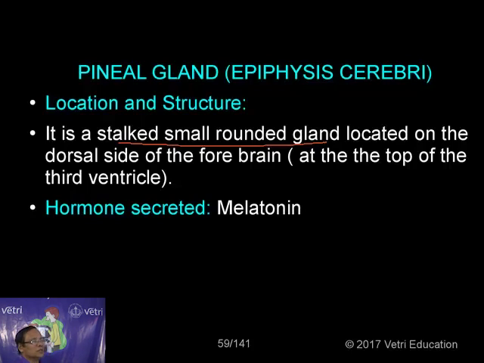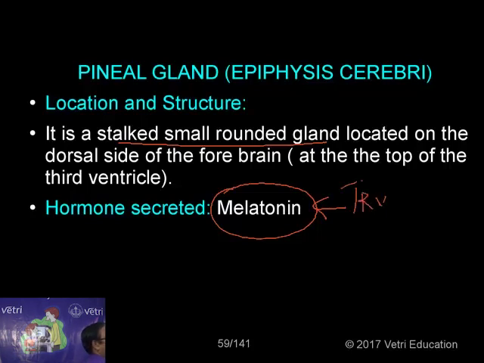Now, what are the hormones secreted? There is only one hormone secreted, namely melatonin. One question also: what is the basic substance for the formation of melatonin? This melatonin is formed from one amino acid, actually tryptophan. This is one question that came in the question paper. So melatonin is formed from tryptophan, an amino acid. So this is a question, remember that one. The source for melatonin is tryptophan, an amino acid.